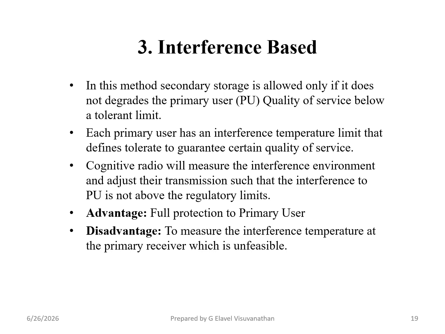Next, cognitive radio will measure the interference environment and adjust its transmission such that the interference to the primary user is not above the regulated limit. The third point is to measure the interference environment: what interference happens in various environments. It will measure and then adjust the transmission such that the primary user is unaffected. Advantage: fully productive. Disadvantage: it is difficult to measure the interference temperature at the primary receiver, so it becomes unusable once we go for interference temperature.